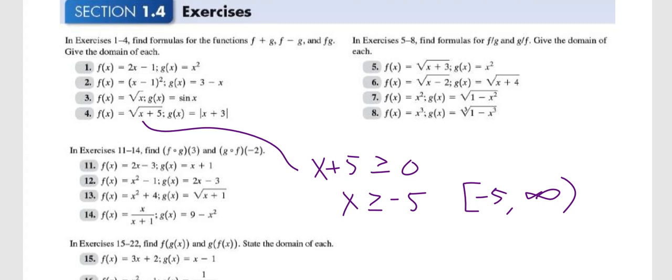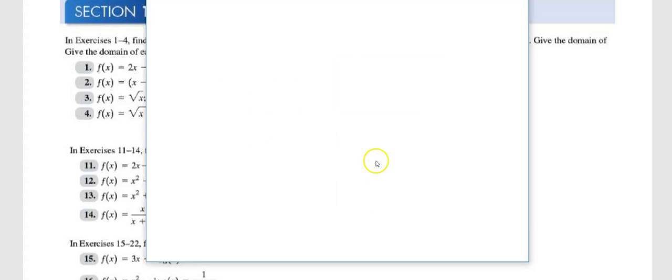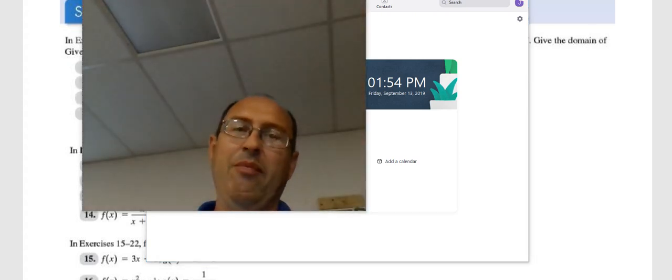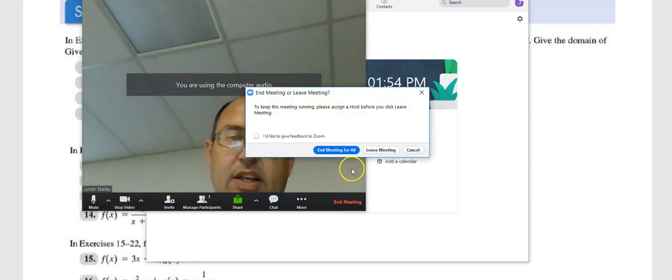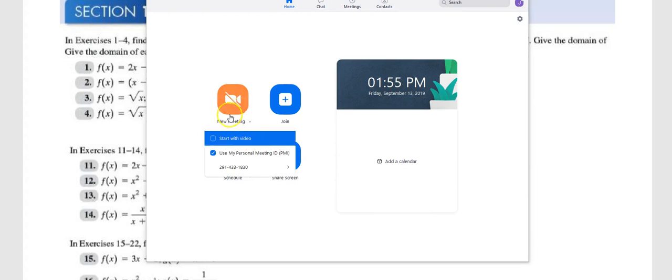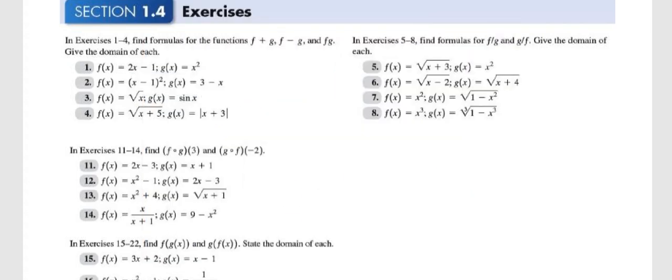You know what I should have done? I should have used something else so that I didn't have to do this. Okay. I'll use this. No, I don't want the camera. Seriously, why is it doing that? Let's try this again. Come on. No cam. Start with video? No, I don't want to start with video. That's better. Yeah, much better.